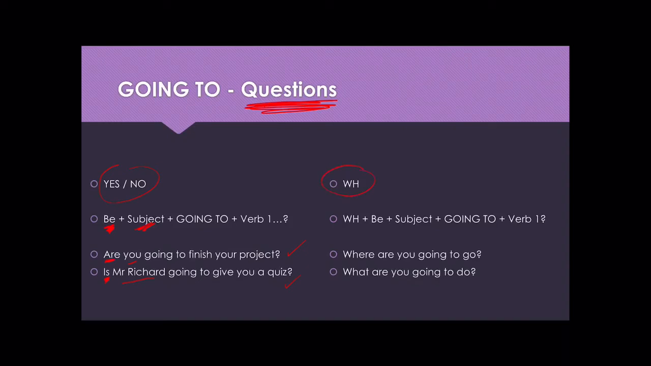And same with WH questions. Where, why, what, who? Where are you going to go? Be verb first, subject second. What are you going to do? Be verb first, subject second. So with questions, switch your subject and switch your be verb around.